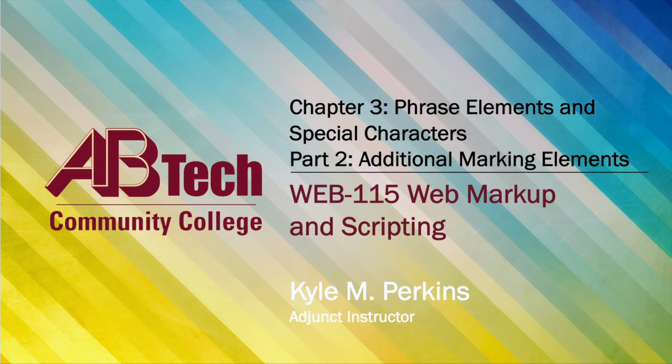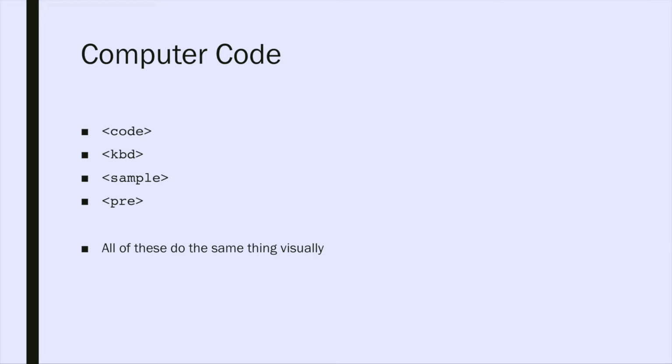In this section we're actually covering additional marking elements such as annotation and editing. This is covering more of the phrase elements we talked about in the first video, but in this case we're talking about things to modify the actual text in pages. First thing is computer code. This actually deals with if you're ever going to be physically putting code into pages that you want to display as code and not run it, you can show it with this.